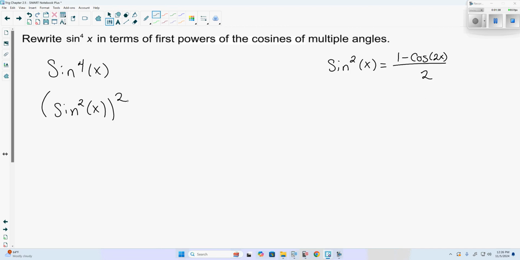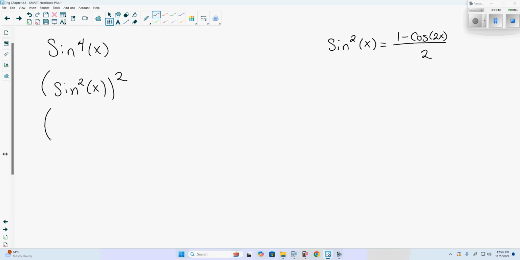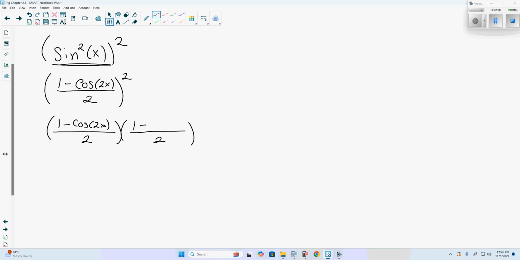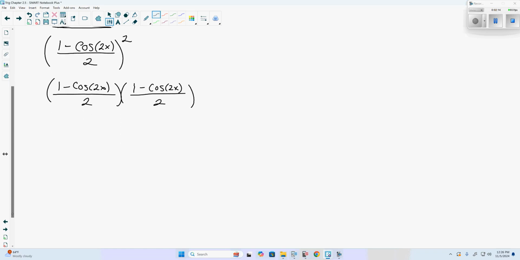Let's focus up here. Now, since we do have sine squared, we can replace sine squared, what's inside the parentheses, with our 1 minus cosine of 2x all over 2 squared. And whenever we square something, we're just saying that we're multiplying it by itself. And we're going to have to multiply this out.